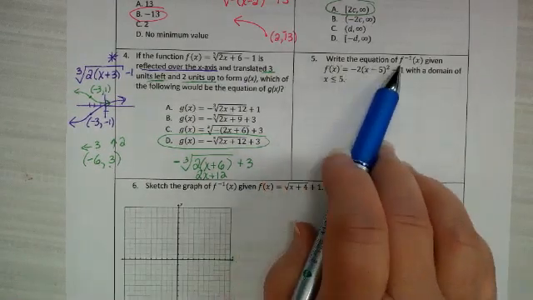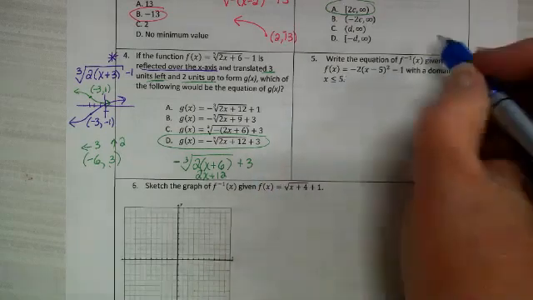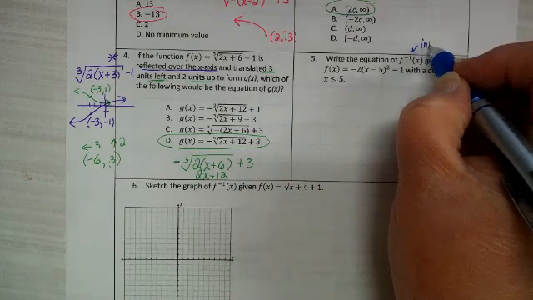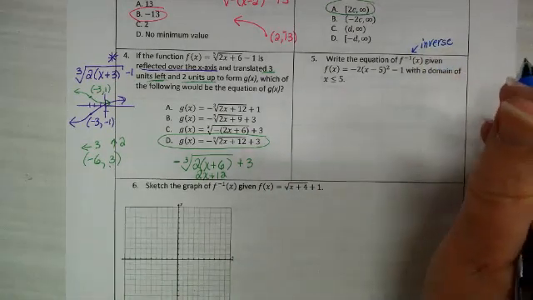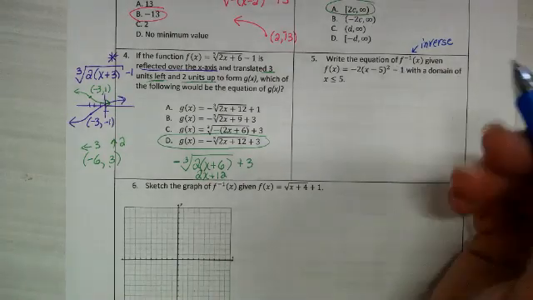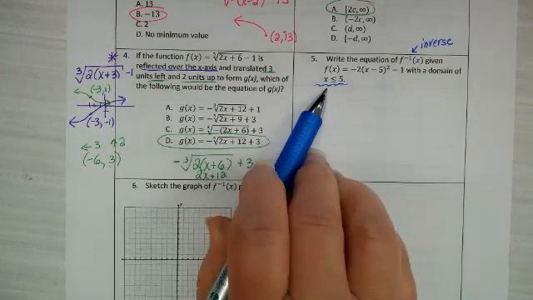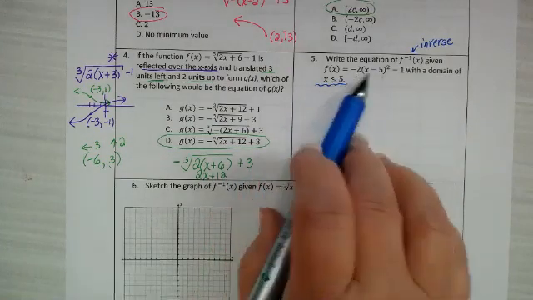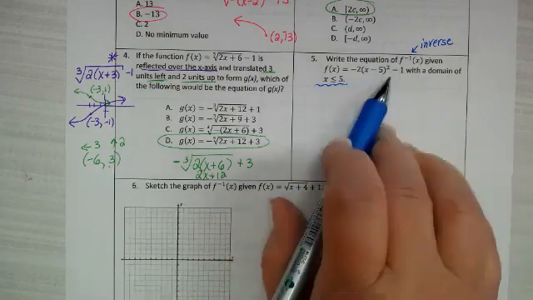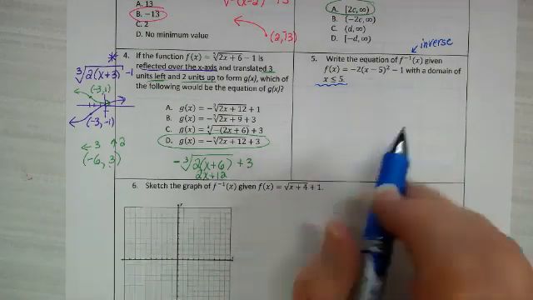This one says write the equation of f inverse of x given f of x. So first off, this is the notation for inverse. So to find the inverse, we're going to switch x and y, and then we're going to solve for y. Also notice the domain has been restricted to x is less than or equal to 5. So that means of this parabola, I want the left side, which means for the inverse, I want the negative side. We'll see how that works.